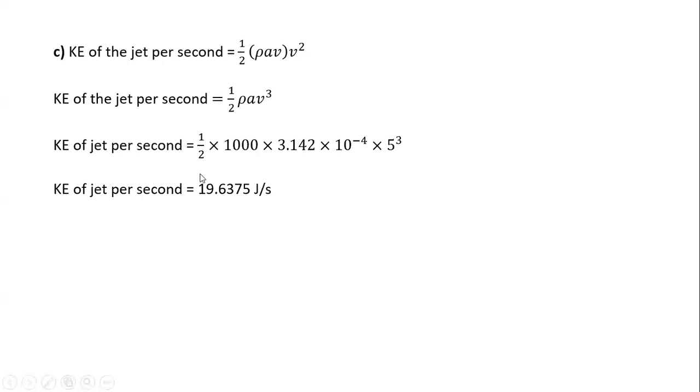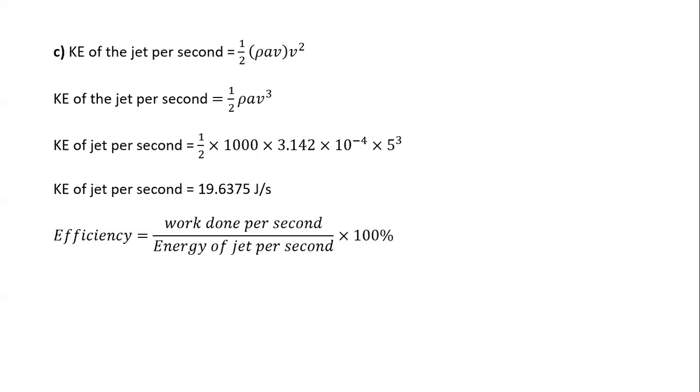That is our input. Then what is the output? The output is what we just found as the work done on the plate. So the work done per second over the energy of the jet per second: 4.023 divided by 19.6375 times 100, then my percentage is 20.5%. That's how efficient this jet is.